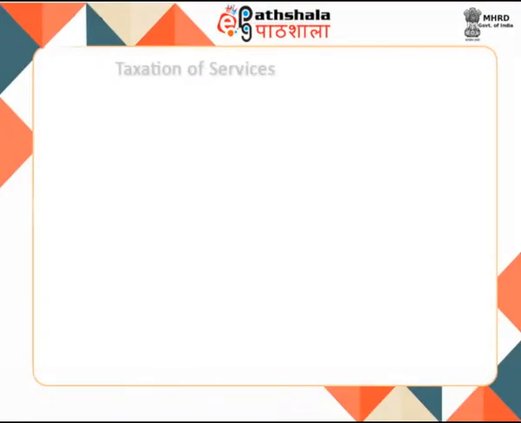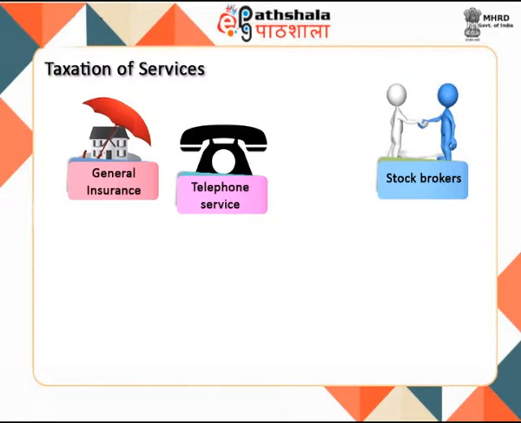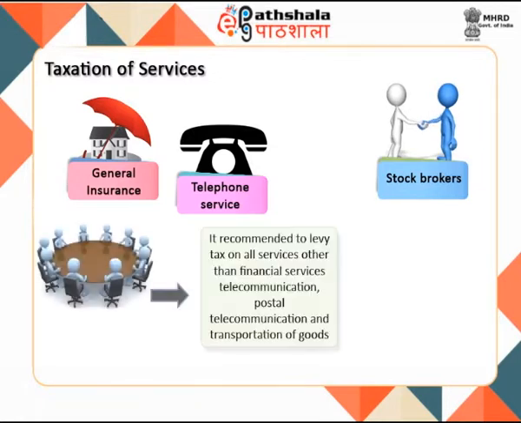The Union government, using the powers from the residuary entry in the Union list, levied this tax with effect from July 1, 1994. Initially, this tax was levied on three services, viz., general insurance, telephone service, and service provided by stockbrokers at the rate of 5%. The report of the advisory group set up by the Planning Commission recommended that the central government should allow the states to levy tax on all services other than financial services, including all insurance services, telecommunication, postal telecommunication, and transportation of goods and passengers by air, sea, and rail.